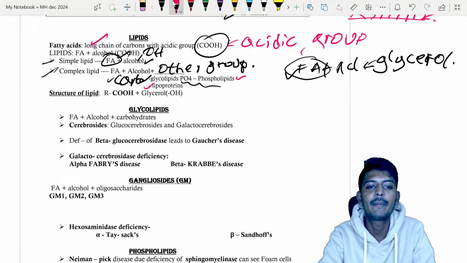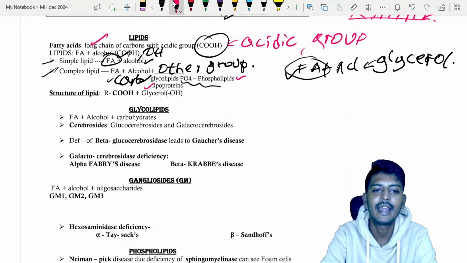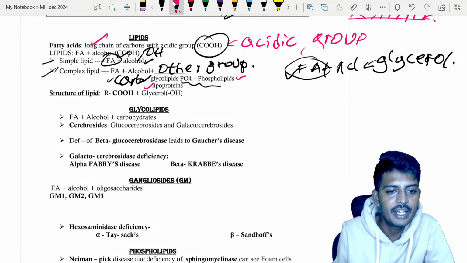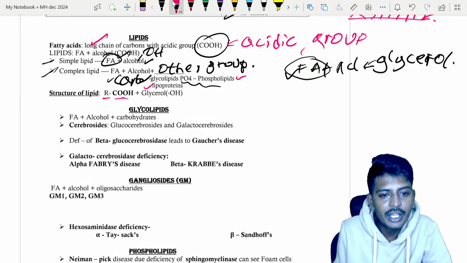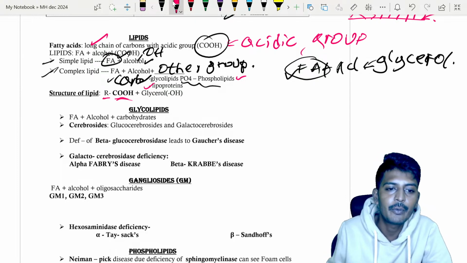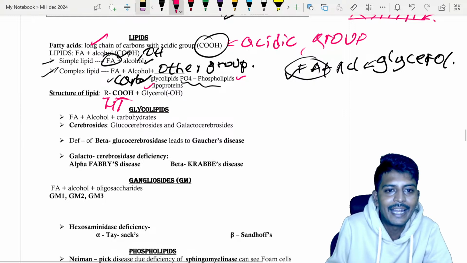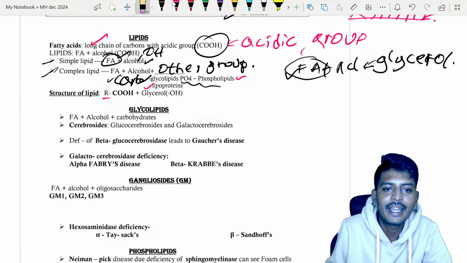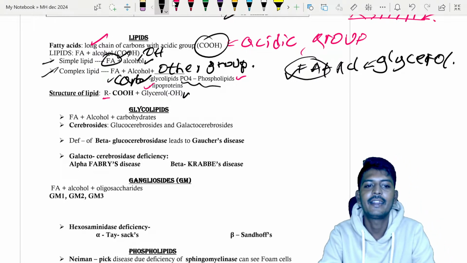So there are three things you need to remember. Carbohydrate if it is present, glycolipid. If phosphate group is present, phospholipid. If protein is present along with the lipid, then I'll call it a lipoprotein. So basically the structure of a lipid, I have mentioned it here. R represents a long chain of carbons, and COOH is the functional group. So this is your fatty acid. Along with the fatty acid, one OH group, that is glycerol, if it is added, that is the structure of the lipid.